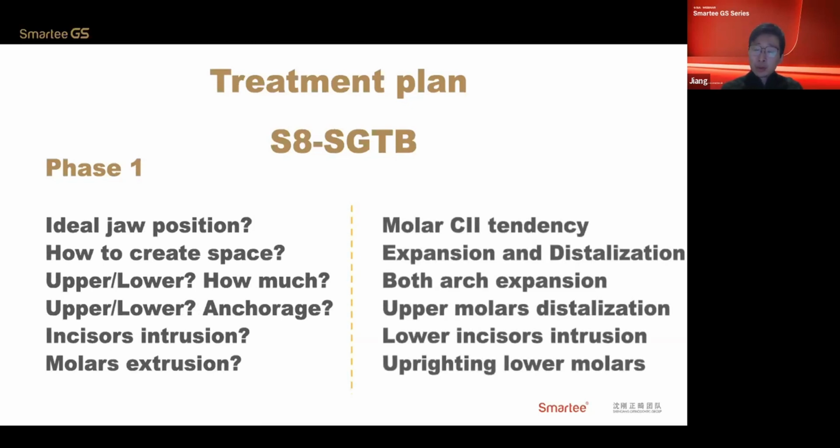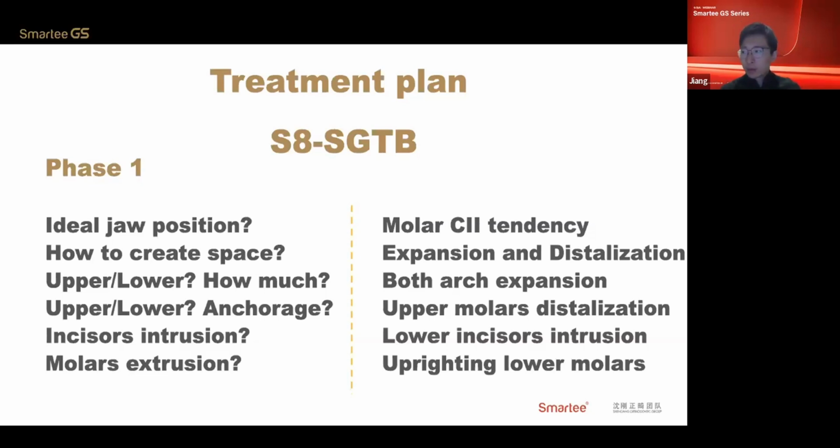What is the ideal jaw position, or what is the new position we should get? I think it is a molar class 2 tendency position. Why molar class 2 tendency? Because we need some retraction of the upper incisors. So we don't need to advance the mandible to a full class 1. We can advance the mandible to a class 2 tendency, and at the same time we can retract the upper incisors in order to have a correct overjet and overbite.